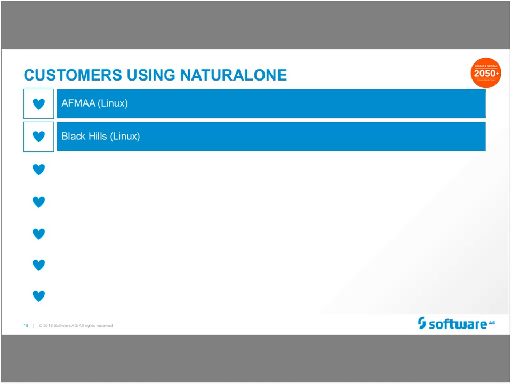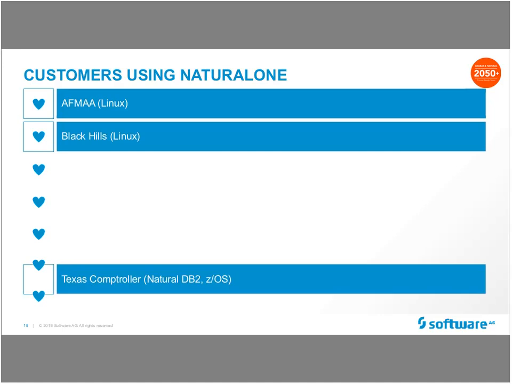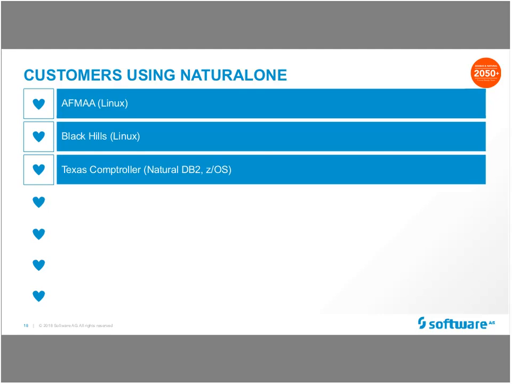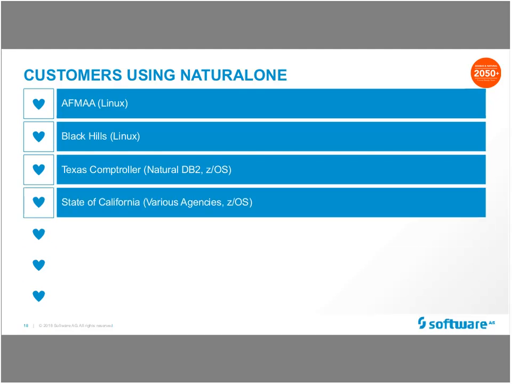Then we have Texas Comptroller, one of our big DB2 shops, and they have embraced NaturalONE and have the CICS adapter working, everything working for NaturalONE, as well as using it for entire X generation, web service generation. Various states of California, they've actually already purchased it, and different agencies have slowly been embracing NaturalONE over time.